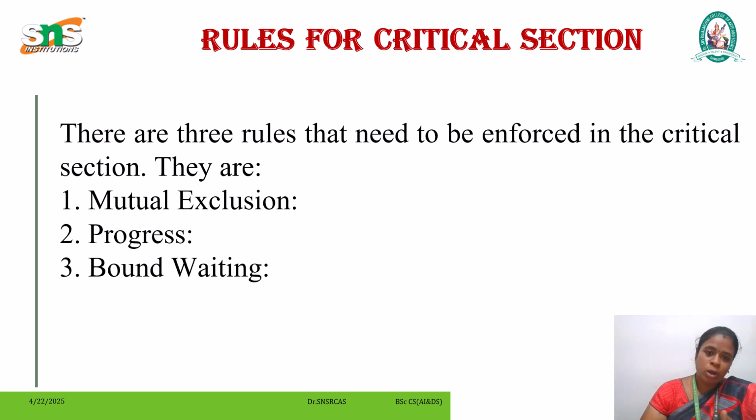Third one is bounded waiting. Bounded waiting means a specific number of processes are allowed in the critical section. Thus, the process needs to make a request when it wants to enter the critical section, and when the critical section reaches its limit, the system allows the process request and lets it into the critical section.